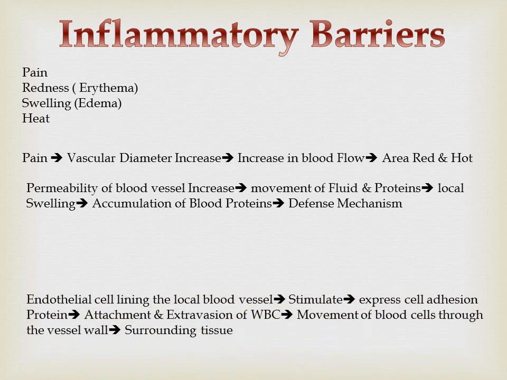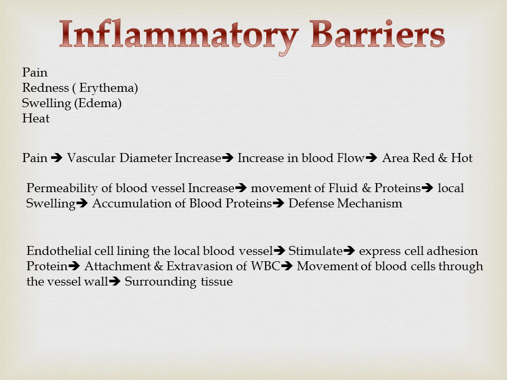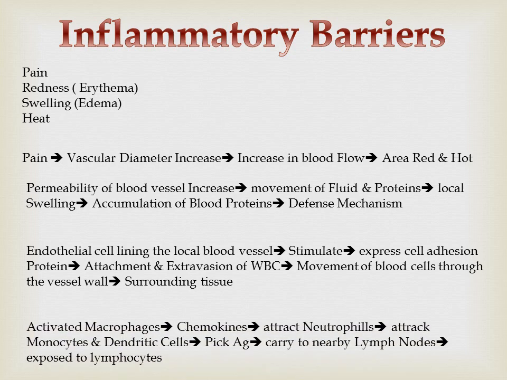and there is accumulation of the blood proteins, and this will result in a defense mechanism. Now the third point is that the endothelial cell lining of the local blood vessels will stimulate some cell adhesion molecules. So on the blood vessel lining, some cell adhesion molecules are activated, and they will help in the movement of blood cells from the blood vessels to the tissue, because infection has been created in the tissues. So the cells should move to the tissues, and that is done with the expression of the cell adhesion proteins.